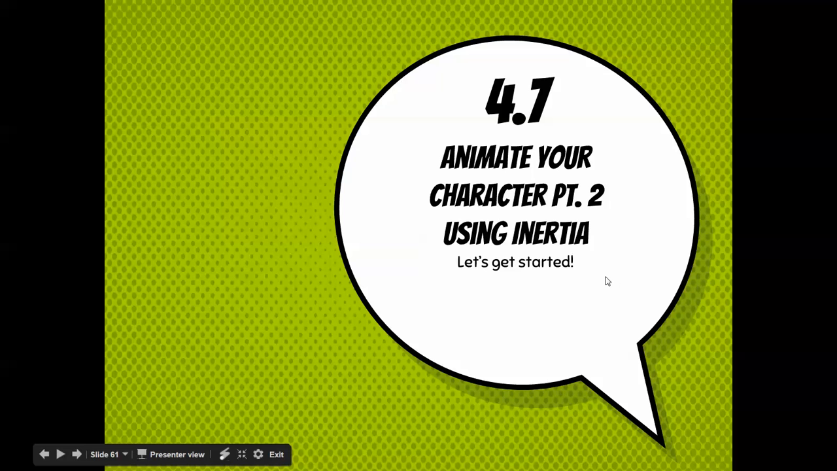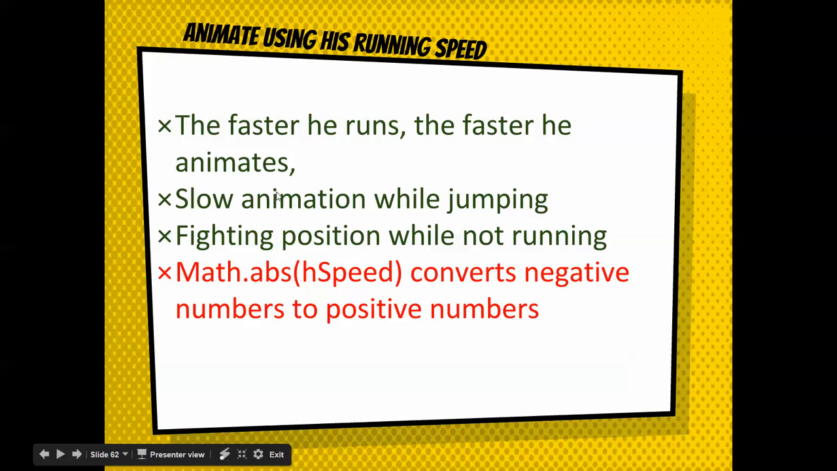Alright, ladies and gentlemen, part 7, we're going to animate your character. Part 2, we're going to use inertia. So what that means is the faster he runs, the faster you're going to animate. We're going to have slower animation when he's jumping, and when he's stopped moving, he's going to move into his fighting position. And write these notes down. Remember, I'm not giving you any points for the project at all until I see your notes. You must do your notes.